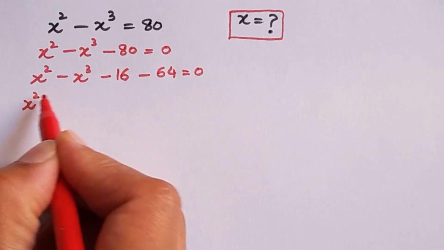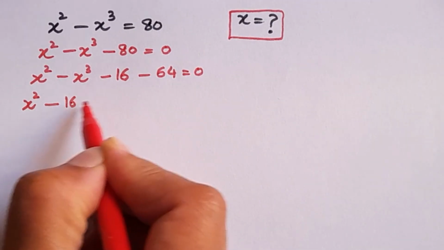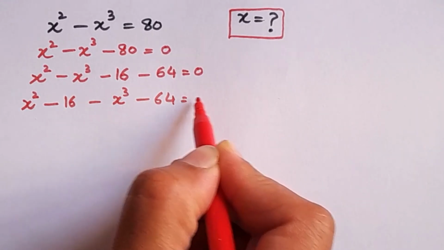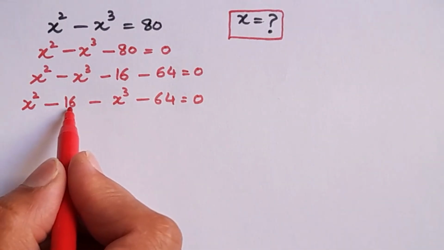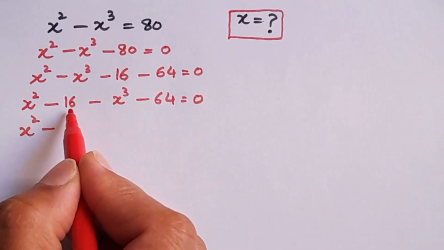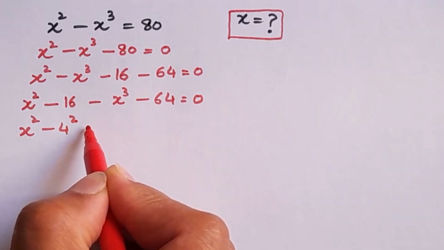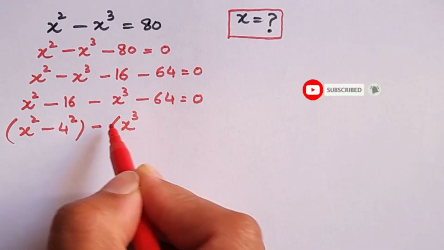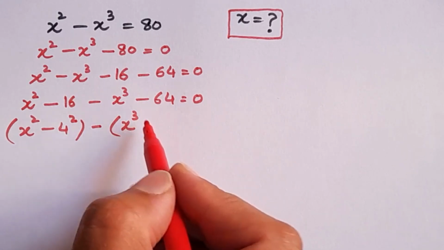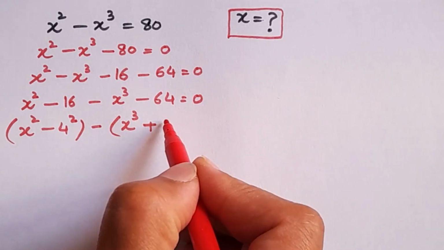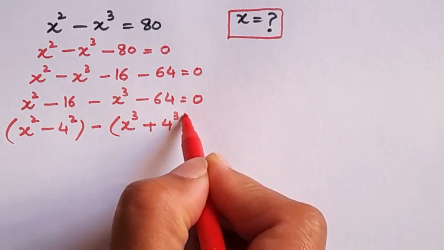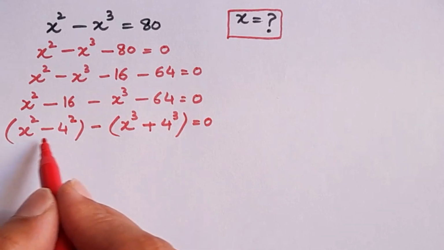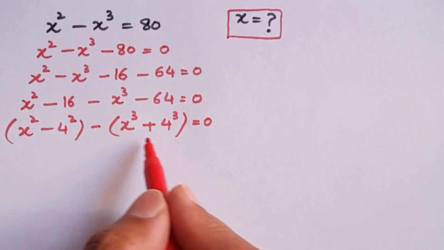After rearranging, 16 will come first, minus x cube minus 64 is equal to 0. We can write this 16 as 4 square. Let's write in bracket minus x cube. If minus is common, the sign will change, it will become positive, and 64 is 4 cube, equal to 0. Now this is the difference of squares formula, and here we will use the cubic formula.